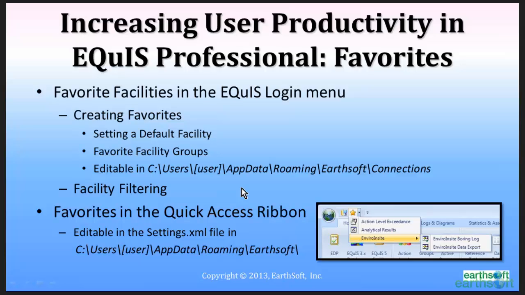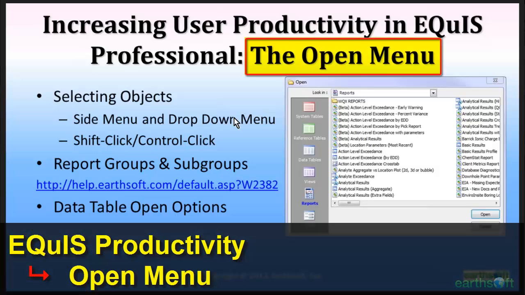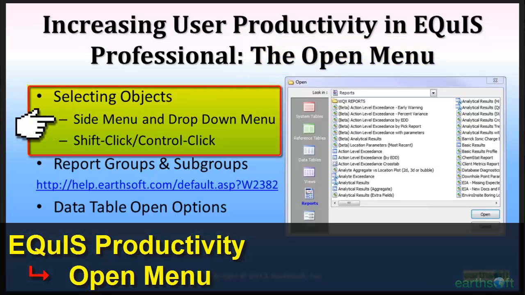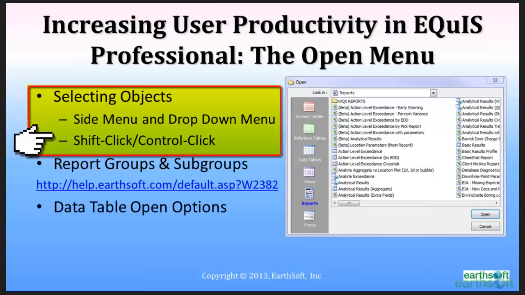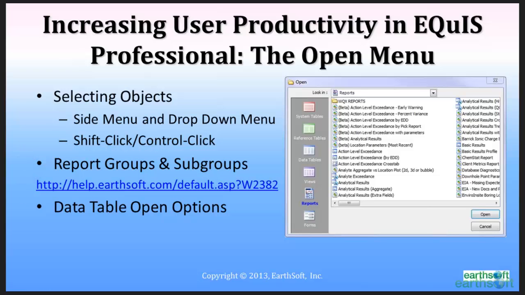And like I said, you can add tables and other things as well. Okay, now we'll move on to the next topic, which is the open menu. There's a couple different ways you can select things. You can open multiple objects at the same time. There's different ways to access the different objects. And we'll look at creating a report group. I've created one here in the screenshot for my WQX reports. We'll look at creating those groups and subgroups, and then we'll look at opening data tables with a filter row for large data tables.